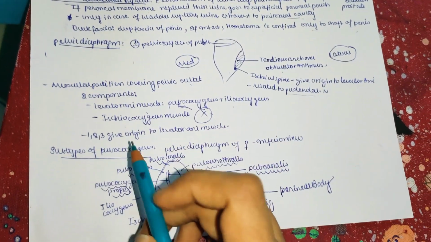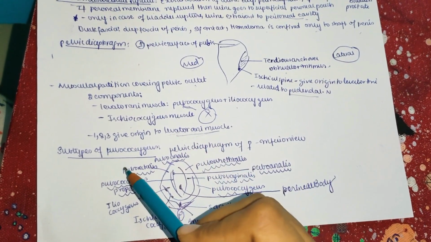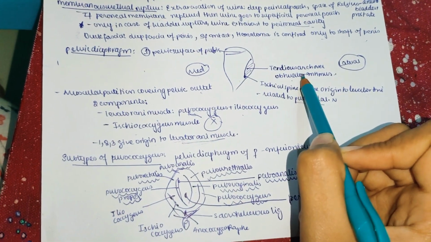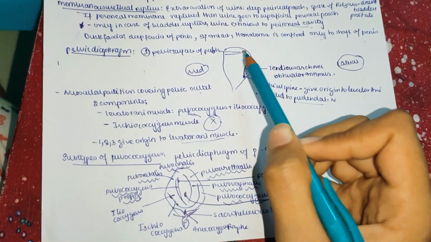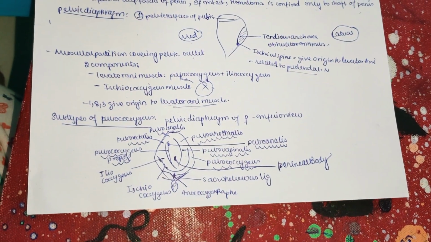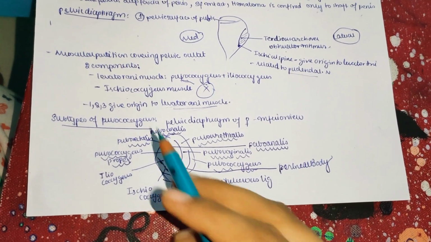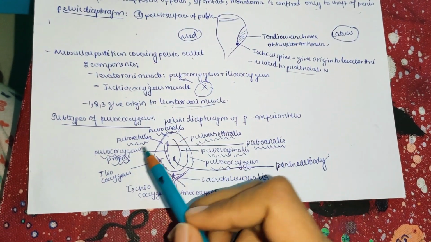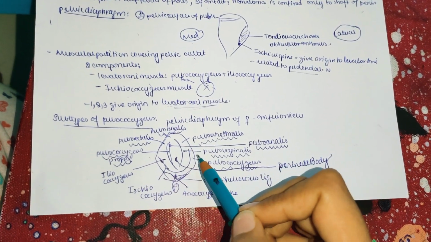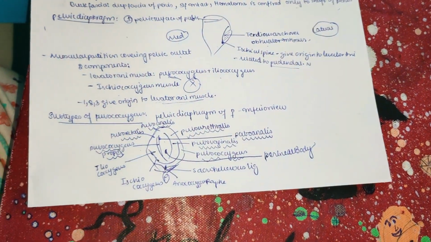Okay. So these three give origin to levator ani muscle: the pelvic surface of pubis, tendinous arch of obturator internus, and ischial spine. All these three give origin to levator ani. So what are the subtypes of pubococcygeus? Actually in the pelvic diaphragm of female, if you see in the inferior view, the pubococcygeus is divided into puboanalis, puborectalis, pubococcygeus proper, pubourethralis, pubovaginalis. So it is divided into many types.